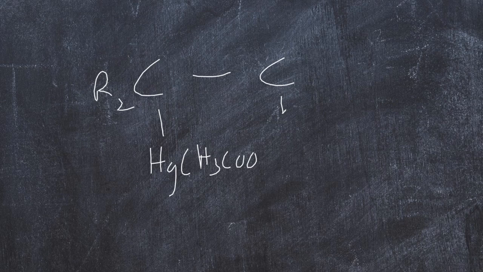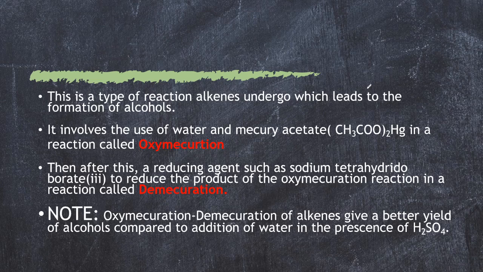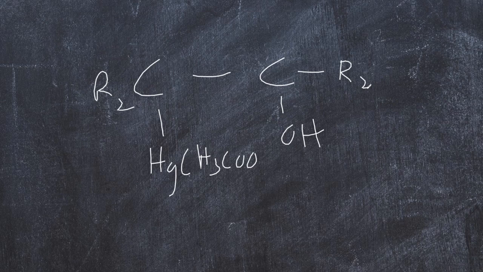Yeah, we find ourselves with this intermediate hydroxide ion, and that's partially consistent with what we're looking for, because after this we know that we're going for our demercuration reaction. Now, like I said earlier, after this, a reducing agent such as sodium tetrahydroborate(III) is the agent we're going to be using for our demercuration reaction, and that's the next step. So we can see that this is a stepwise process.